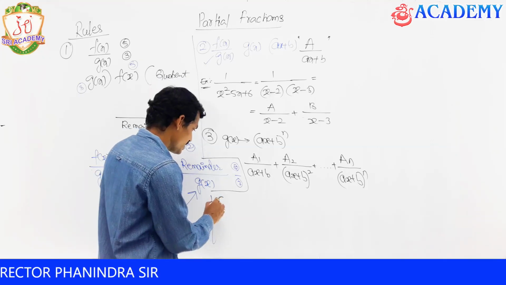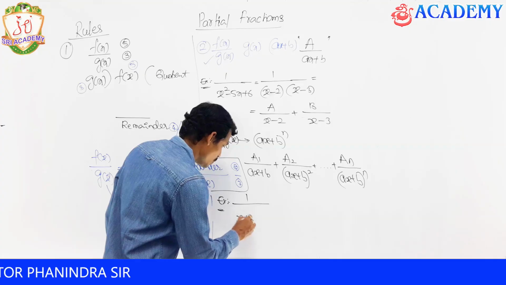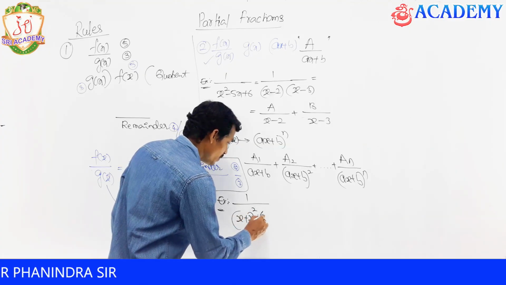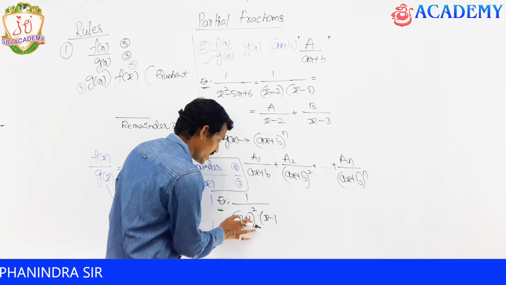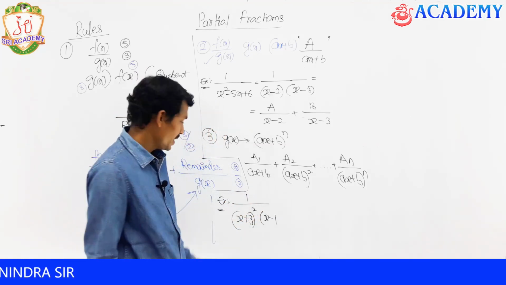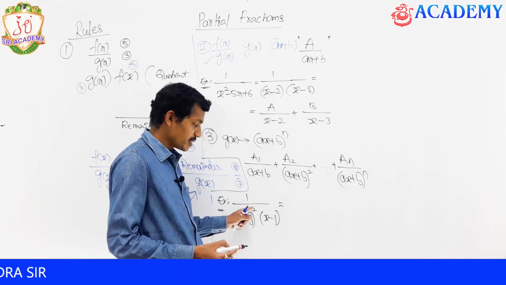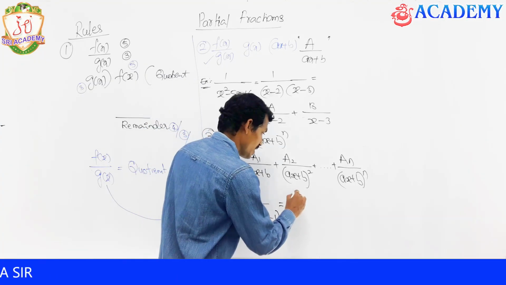See, we will see an example, you will understand. 1 divided by (x plus 2) whole square into (x minus 1). I will write here x plus 3, no problem, don't get confused. (x plus 3) whole to the power of 2 into (x minus 1). x plus 3 is repeated 2 times, so we are going to have partial fractions for that.